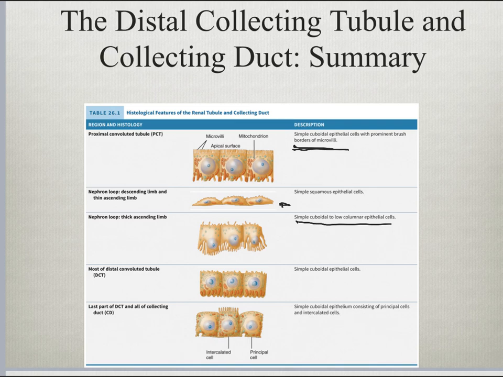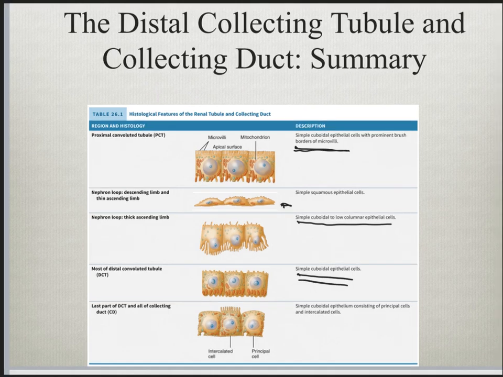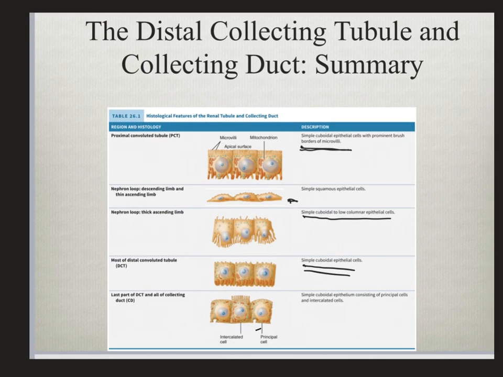Most of the distal convoluted tubule is going to be simple cuboidal epithelium. The late part of the DCT and all of the collecting duct, we're going to see simple cuboidal epithelium. We zoom on in. We see our principal cells, which are going to bind ADH. We see our intercalated cells, which are absorbing. So look at those microvilli again. We're going to be reabsorbing bicarbonate and secreting, doing all that fun stuff with bicarbonate and potassium and hydrogen ions.